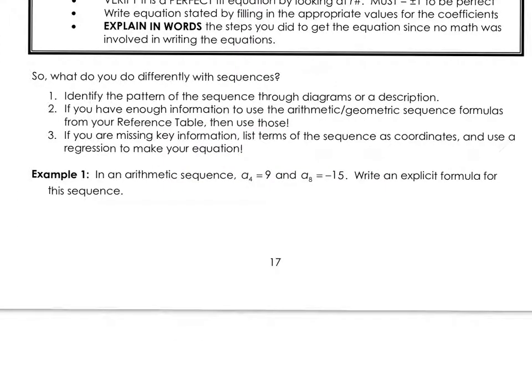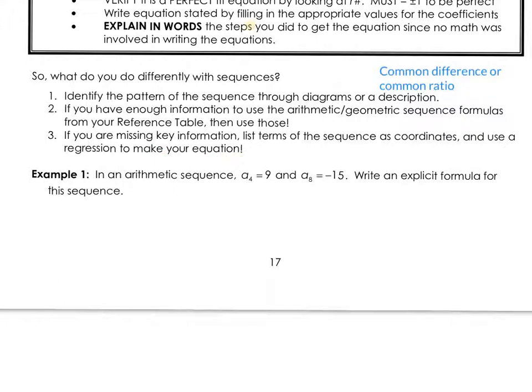Okay, so none of that information was new. So what do you do differently with sequences? Well, we still need to identify the pattern of the sequence through the diagrams or a description, so decide if it's a common difference or common ratio. If you have enough information to use the arithmetic or geometric sequence formulas from the reference table, then we should use those, the reference sheet that you're given on the exam. But if you're missing key information, we can list terms of the sequence as coordinates and use a regression to make your equation.